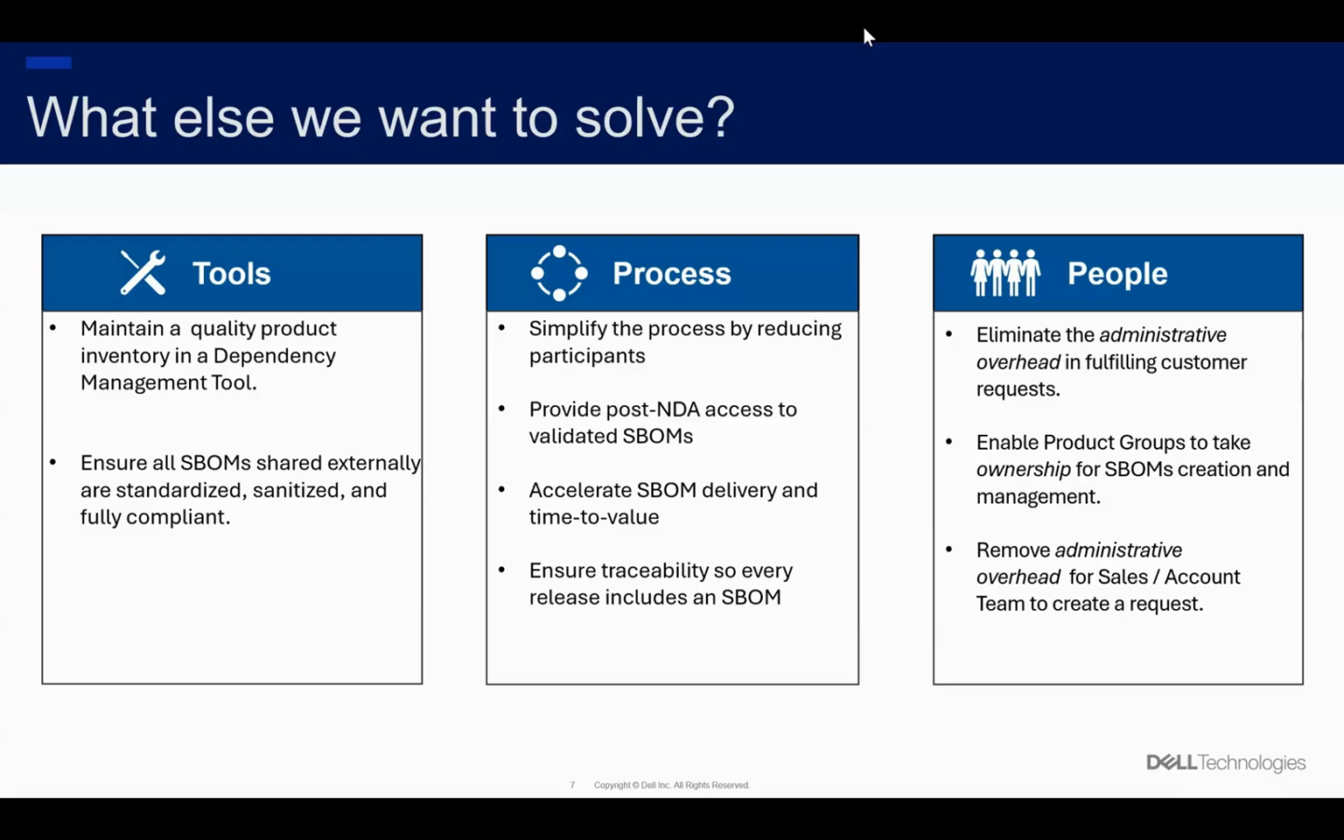Some of the other things we were trying to solve were internal to our teams, which is maintaining a quality product inventory in the dependency management platform. So understanding your components, so that we can actually associate the vulnerabilities to them. That is one of the things we are still trying to solve. It's not an easy solution, because there are a lot of issues with component identification today. You need to have package URLs or CPEs to really identify your components. But we are on that path. That is our North Star, and we are working towards it.